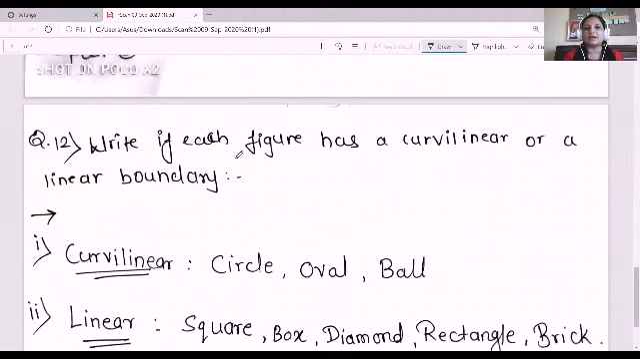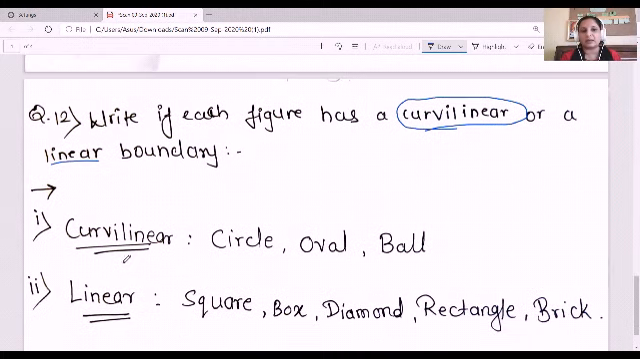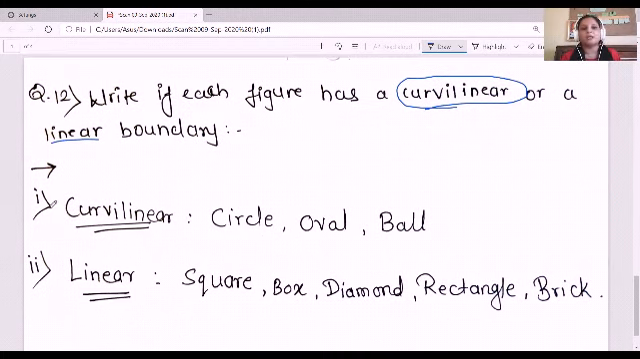That is, write if each figure has a curvilinear or a linear body. Now curvilinear, what does the word curvilinear mean? Curvilinear means which is having a curved shape. And linear means line, which are made up by the line. So here in example we are having the first one is circle. I have written directly the answers, you need to write the question also. So here curvilinear, that is first one, that is circle. Second one is square. Square is linear because it is bounded by the straight line segments, isn't it?